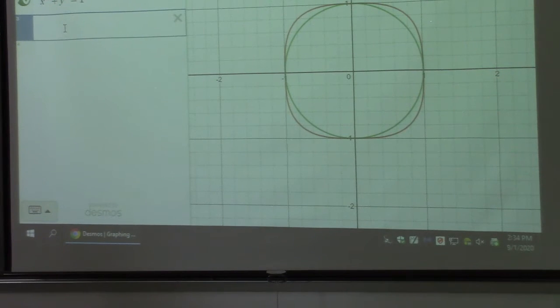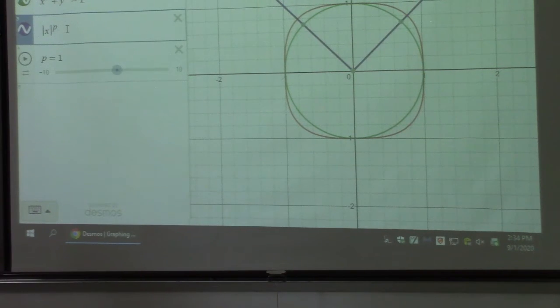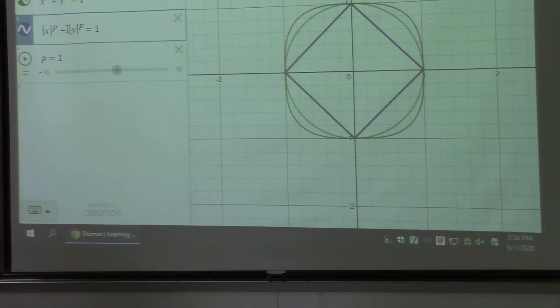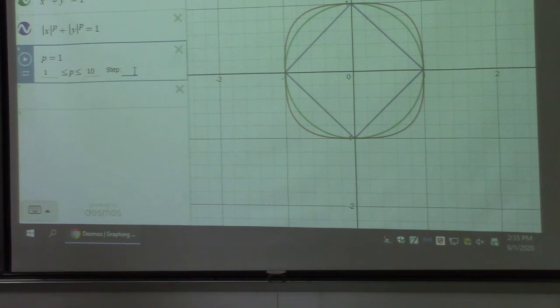Here, how about let's do this. Absolute value of x to the p power. We'll add a slider for that. Plus absolute value of y to the p power, and we'll set that equal to 1. Let's see what happens, right? Well, that's kind of funny, right? See the purple one? That's p equals 1. I'll make p step from 1 to 10 or something, in steps of 0.1. All right.